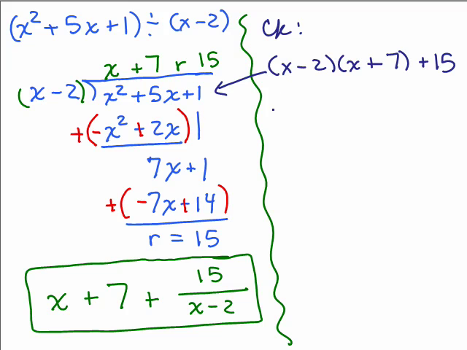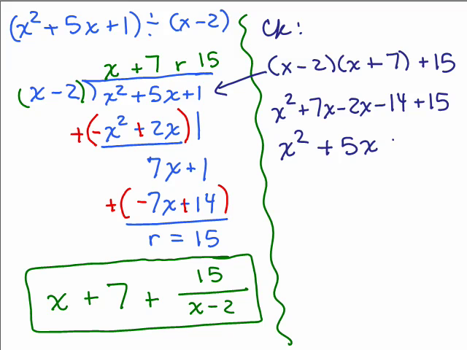X times x is x squared. X times 7 is plus 7x. Negative 2 times x is minus 2x. Negative 2 times 7 is negative 14, and add 15. Now, if you've got 3 terms by 2 terms, you might want to use the box method. You won't be able to use the FOIL method, so you might take a little bit more space to multiply it out. But let's go ahead now and just add like terms. We have x squared plus 5x plus 1. And does that match? Yes, it checks.